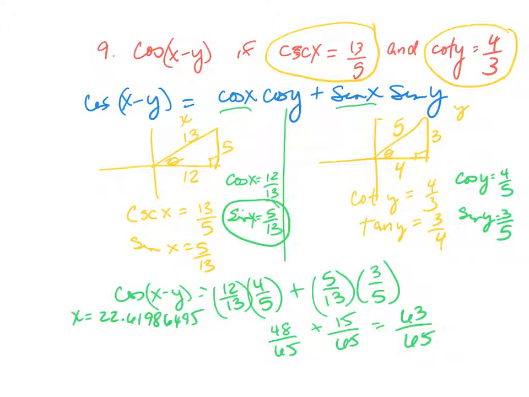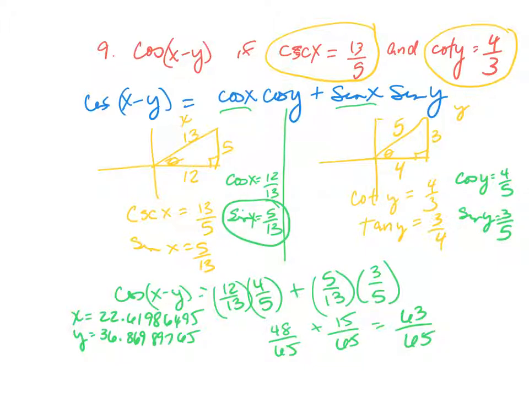Well, if the cotangent of y is 4/3, that means the tangent of y is 3/4. So if you do inverse tan of 3/4, you get 36. So y equals 36.86989765. Okay, well the problem was find the cosine of x minus y.